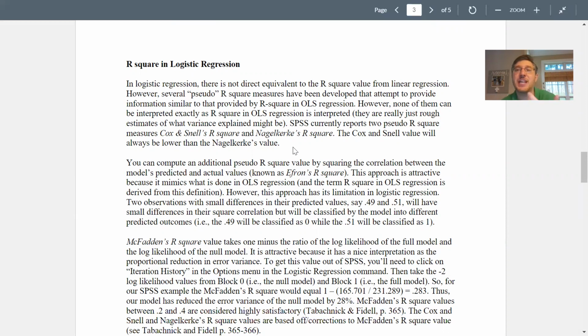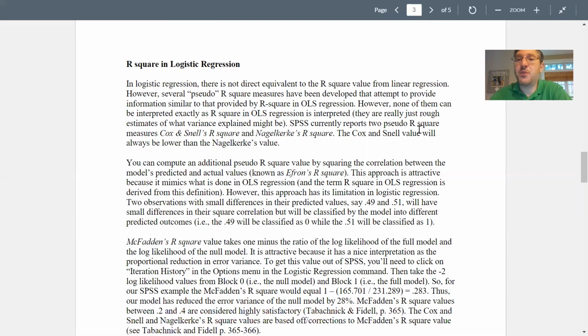So people have developed several what we call pseudo R-squared values that attempt to get at this idea of variance explained in OLS regression, but none of them can really be interpreted exactly like the R-squared value in OLS regression. They're really just rough estimates of what the variance explained might be.